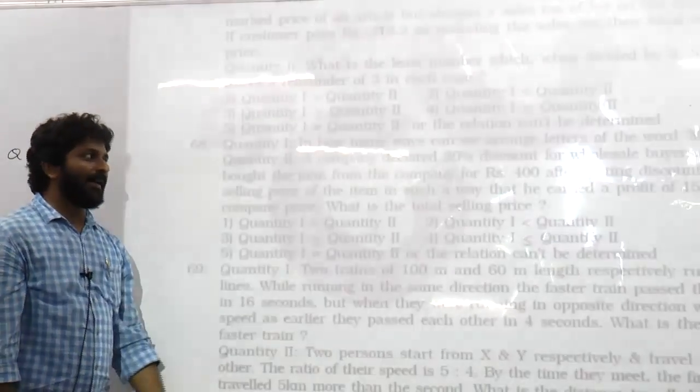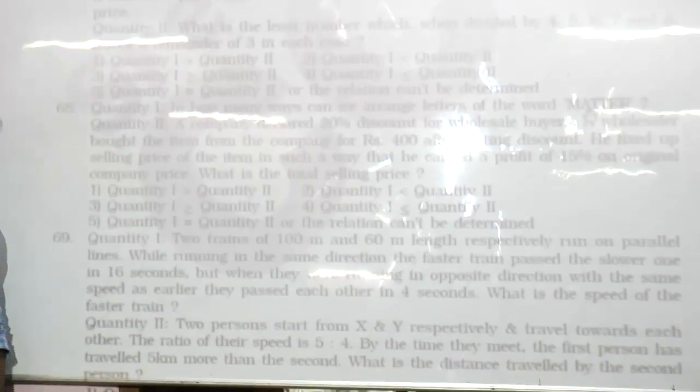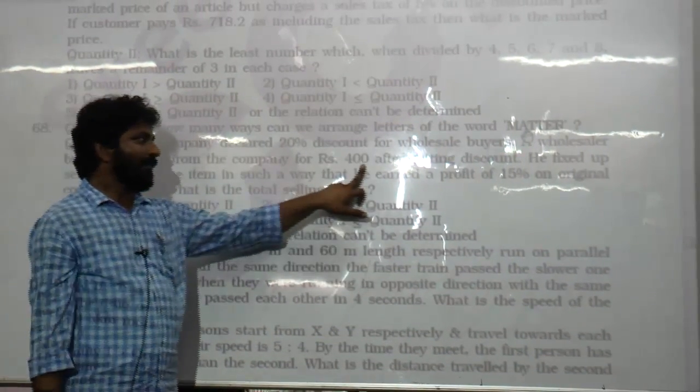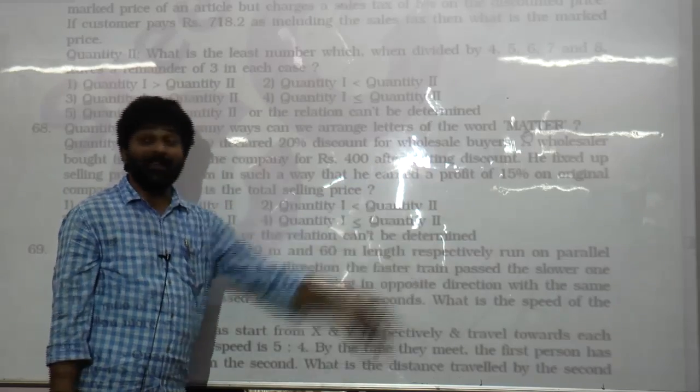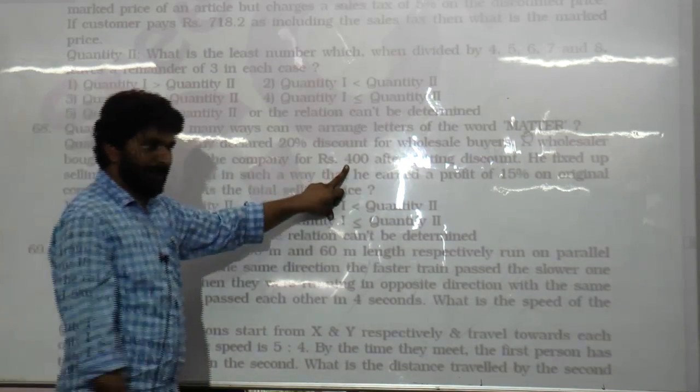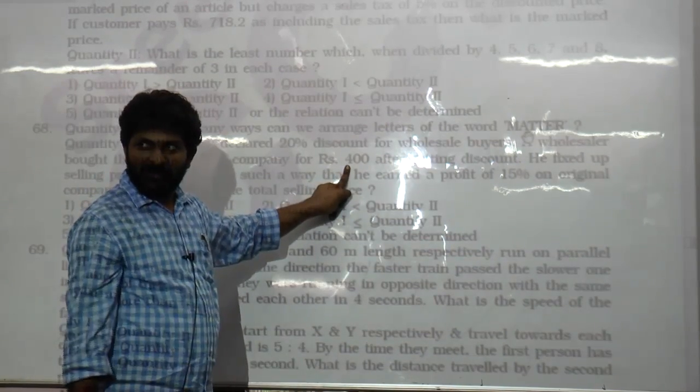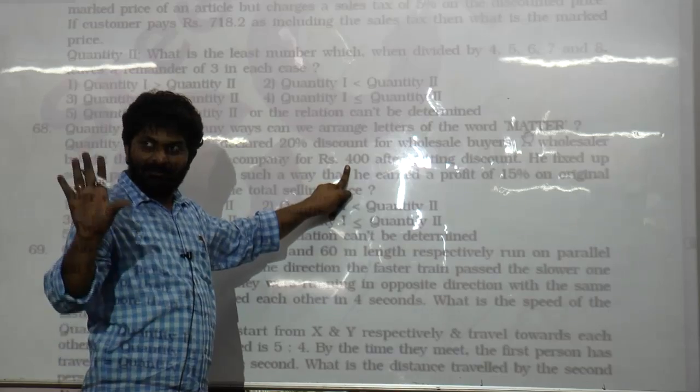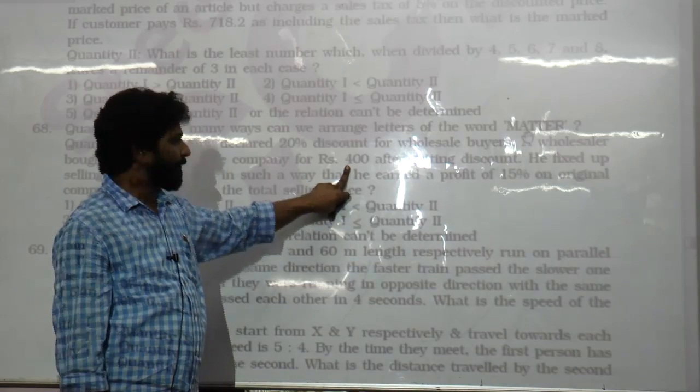A company declared 20% discount for wholesale buyer. A wholesale bought it from the company for 400 after getting discount. So if he is getting 20% discount, he will pay only 80%, and which costs 400. 80% is 400. 100% is 500.